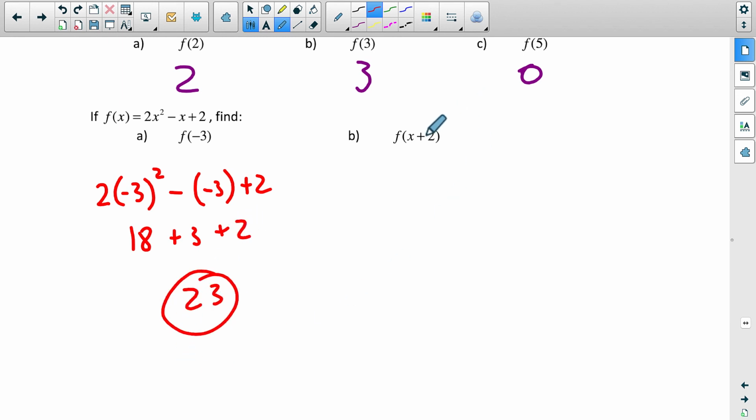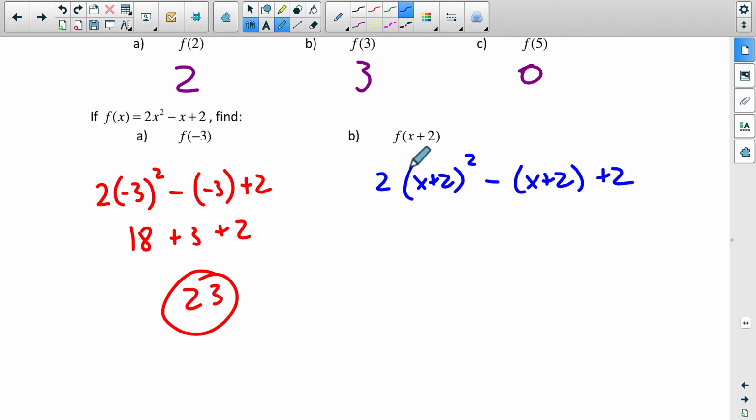And then this, I know this seems kind of weird. This is super common in calculus at the start of the course. What does this mean? This means wherever you see x in the function, you're going to put x plus 2. So I'm going to write this function right here. I'm going to put 2, and then I see x. So in brackets, I'm going to put x plus 2, and it's squared, minus, there's an x again. What am I putting there? x plus 2, and then there's a plus 2.